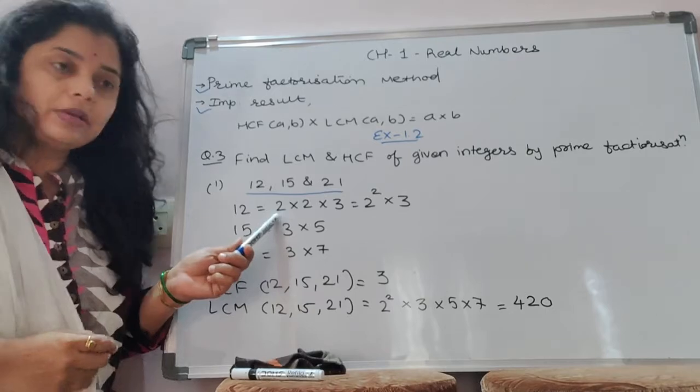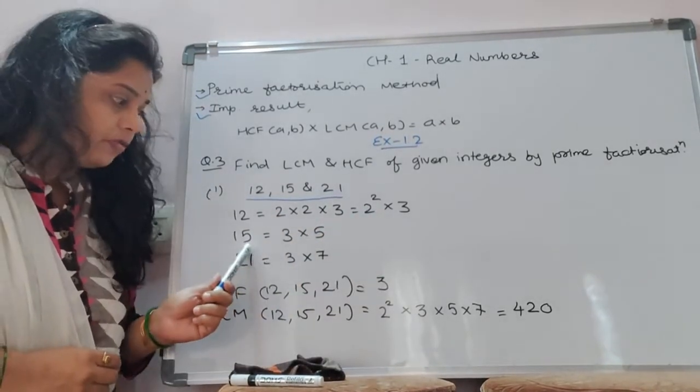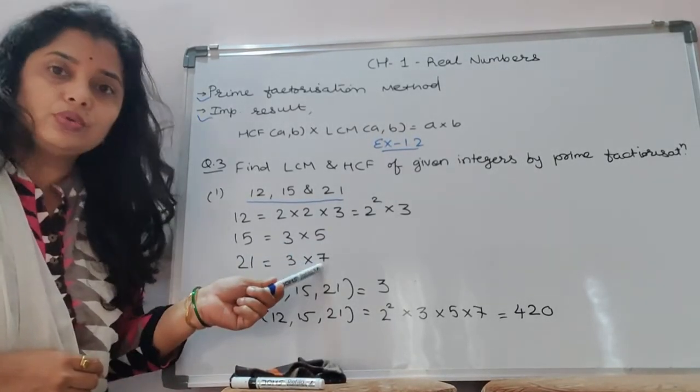12 prime factorizes into 2 raised to 2 into 3. 15 is 3 into 5 and 21 is 3 into 7.